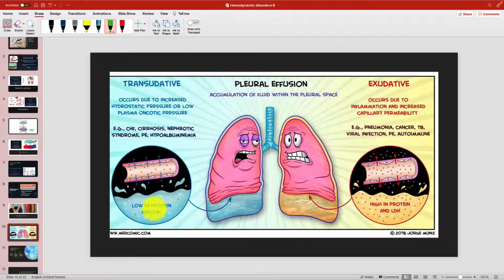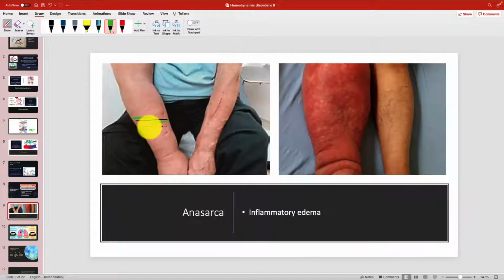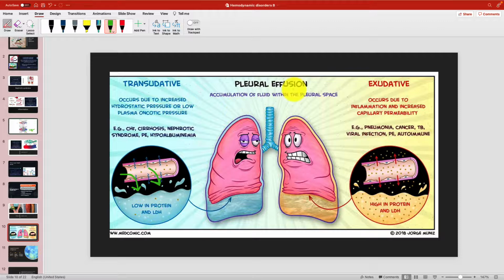This one here occurs mostly when we have an increase in hydrostatic pressure or low oncotic pressure. And you can see here that the proteins generally stay inside of the vessel where we have the liquid, or the water within the blood, pushed out, right? And you can see that here, right? But when we have inflammation and we have this side over here, this occurs when we have inflammation and increased capillary permeability, right?